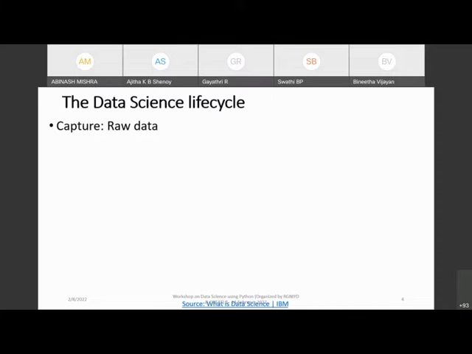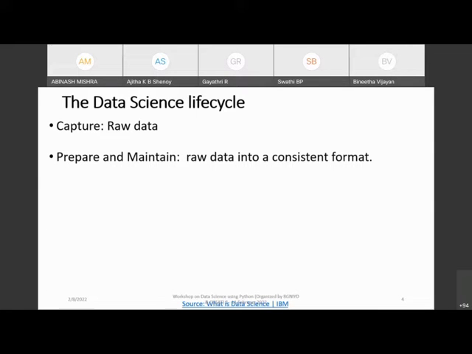Before explaining the different mathematical concepts that we use in data science, I want to give you a brief idea about the data science life cycle. The first phase of the data science life cycle is capturing the raw data. Capturing the data means data is available in many formats, so you have to get the raw data. Raw data in the sense that you may have data which is both structured and unstructured. So collect the data. That is your first step.